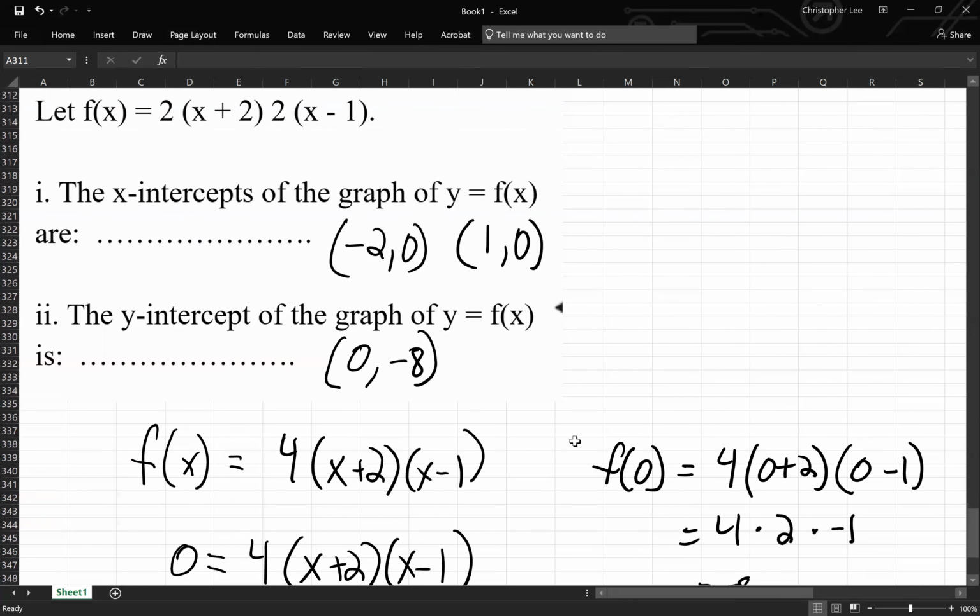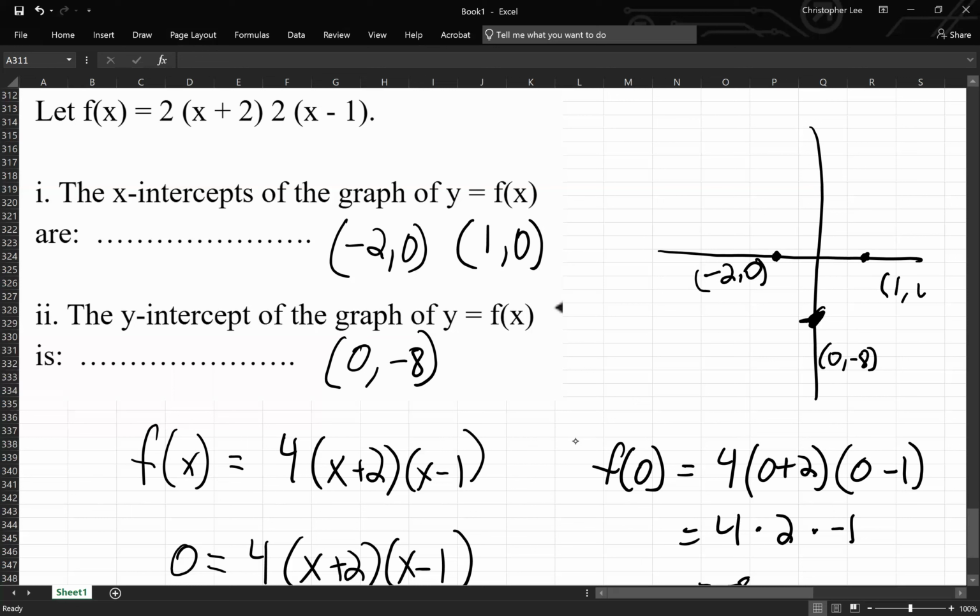After that, it would be nice to know the vertex, but not necessarily needed. We could do it though. Question didn't ask for it. We can just graph from here. So we have 0, -8, right? And then we have where the graph is going to cross. Right here, let's call this -2, comma 0. And then this one is 1, comma 0.